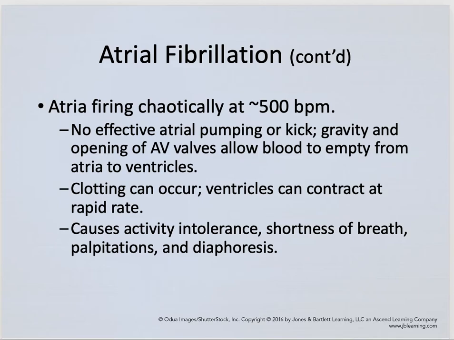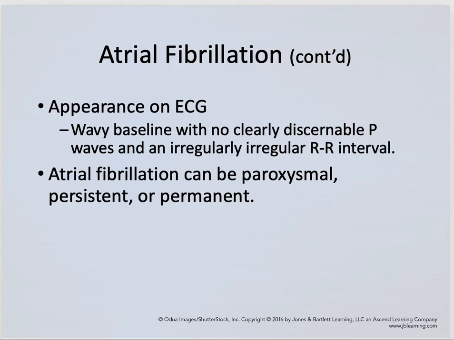The ventricles are oftentimes contracting at a very fast rate, and it causes activity intolerance, shortness of breath, palpitations, diaphoresis or sweating, and a vomiting, nauseous kind of feeling. The appearance on the EKG is that the baseline is really spiky, chaotic, and irregular looking. You can't see any discernible P waves, and there are very irregular R to R intervals. Why? Because the atrium is quivering and the ventricle is not getting that blood flow out.